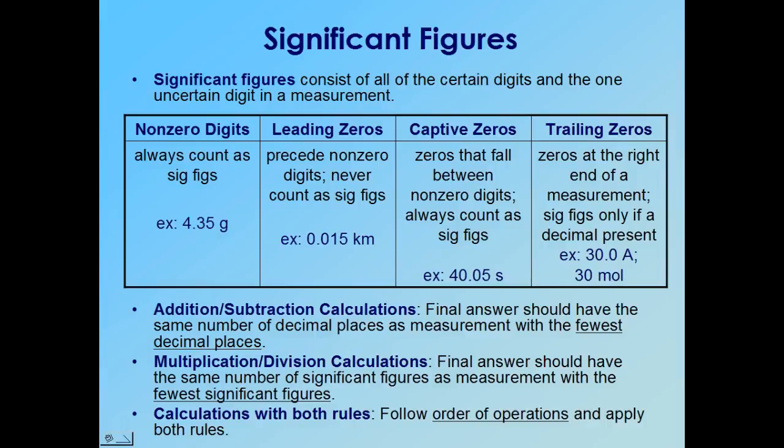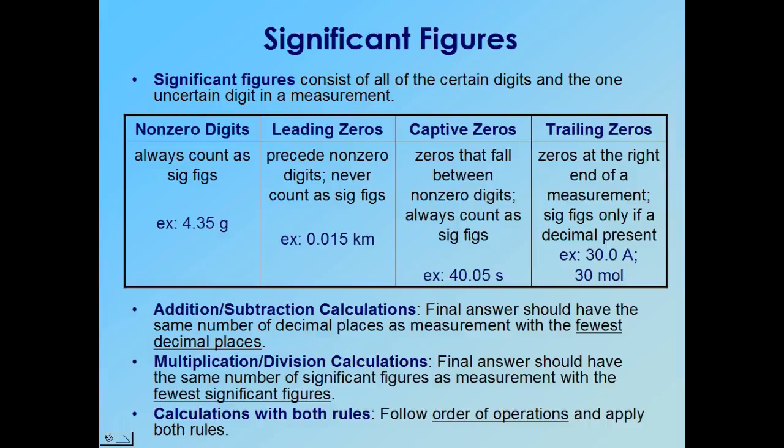So in the first column in the table, non-zero digits always count as significant figures. So 4.35, those are all non-zero digits. So that measurement would have 3 sig figs. Then we have the leading, the captive, and the trailing zeros.